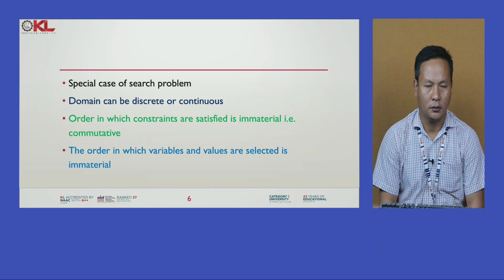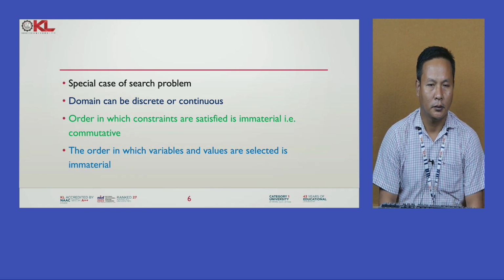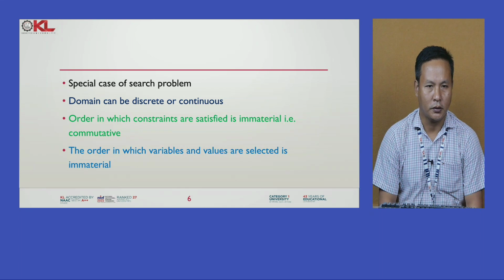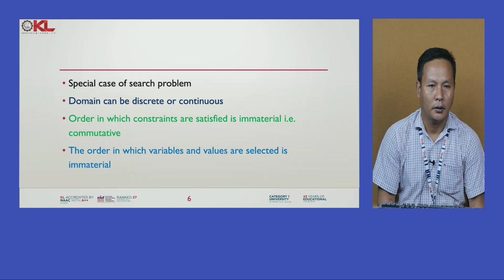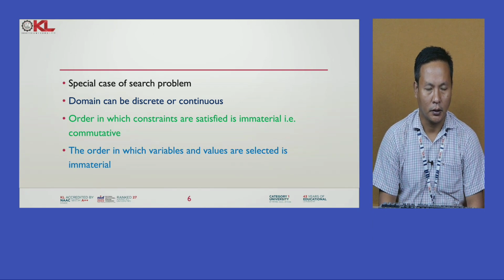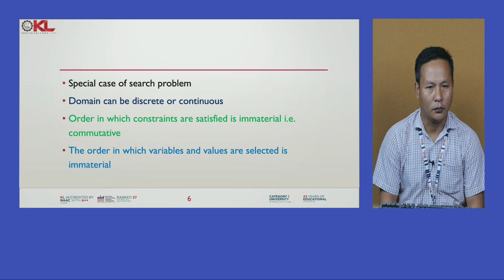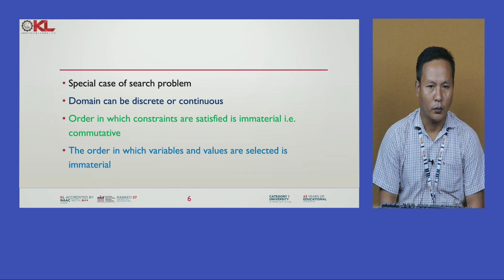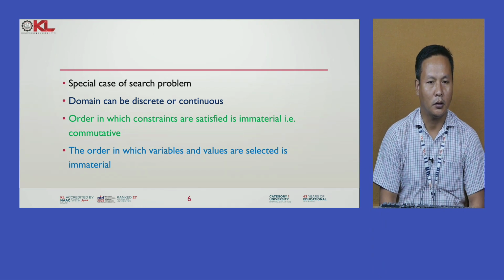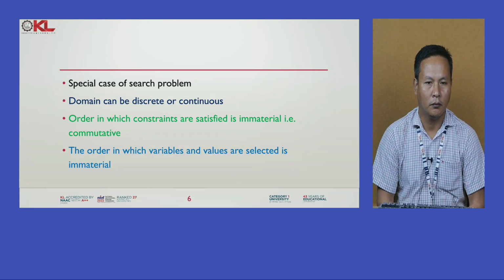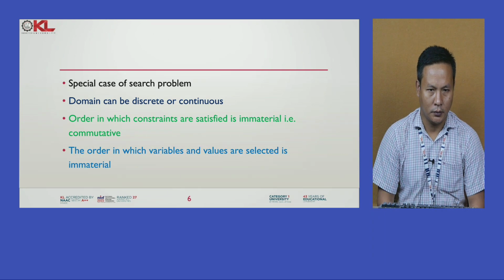There are some cases, and we can consider the constraint satisfaction problem as a special case of such problems. In these problems, all the conditions must be satisfied. The domain can be discrete or continuous. All the values to be assigned to any of the variables can be discrete or continuous. The order in which the constraints are satisfied is immaterial. The order of assignment, the order of satisfying all the variables with values, is immaterial. It means that the order can be exchanged.